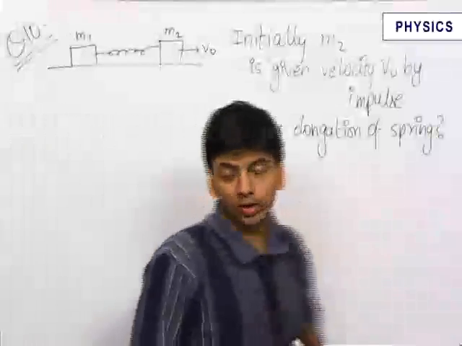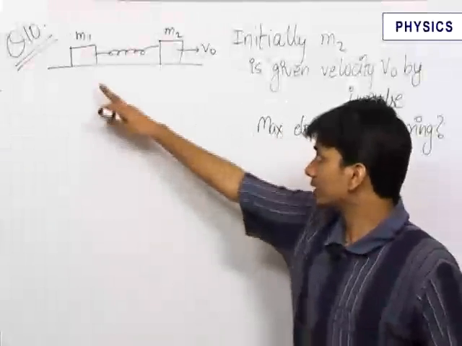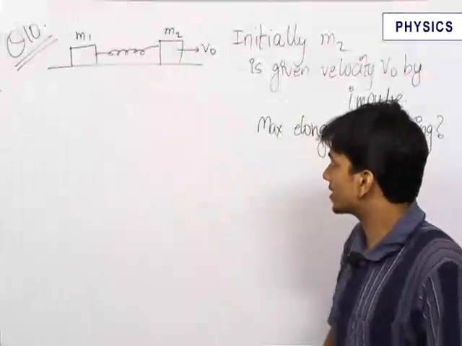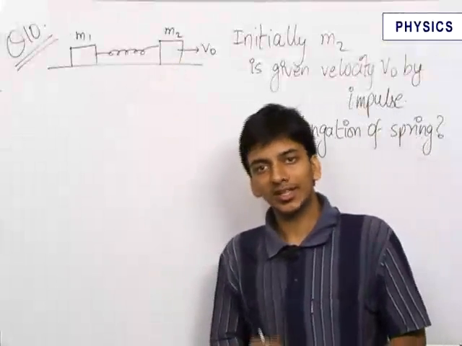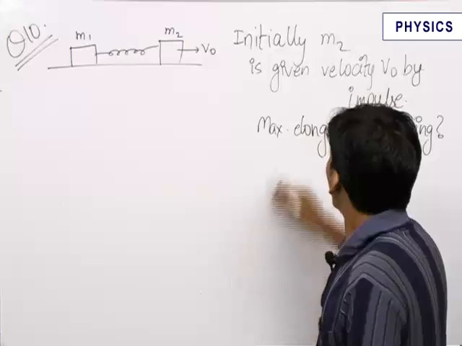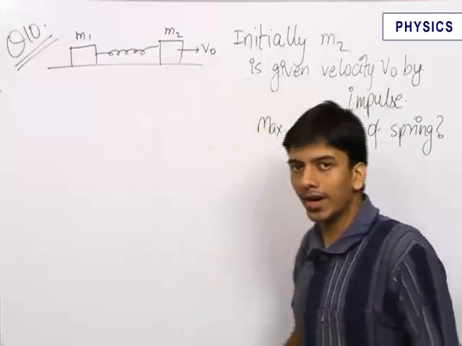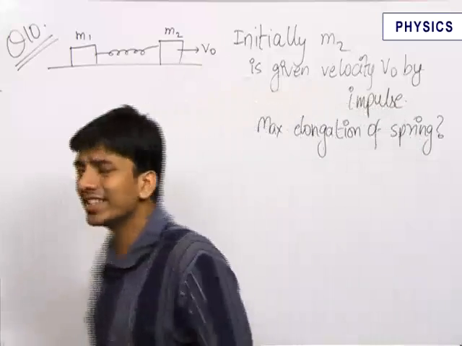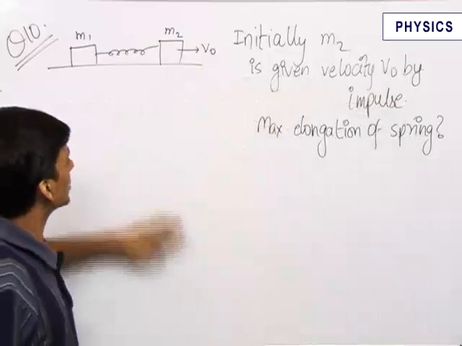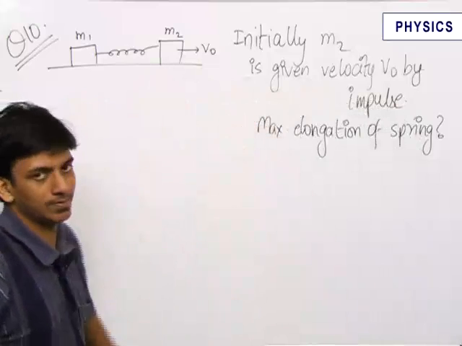Here's another combination of spring and masses. This is mass m1, this is mass m2, and with a spring attached in between. Initially the spring was at its natural length and m2 was given a velocity v0 by impulse. Now the question is, what is the maximum elongation of the spring after this?